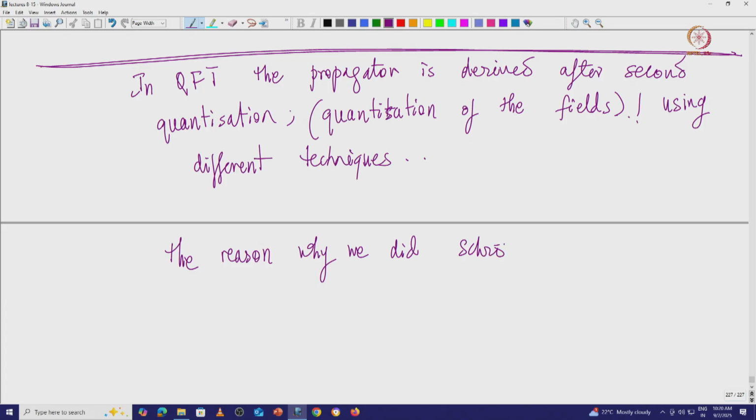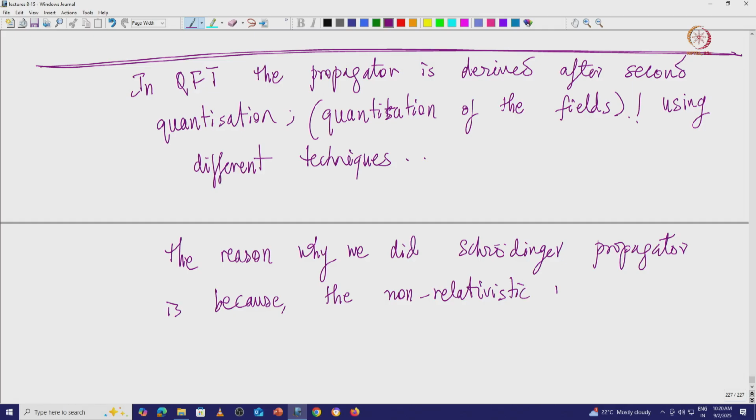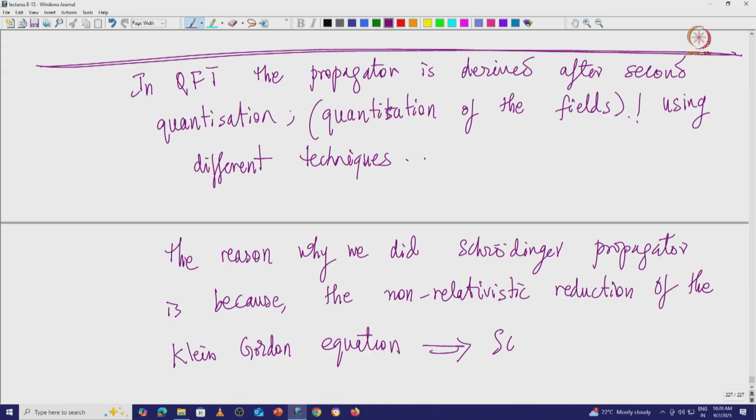Now the reason why we did the Schrodinger propagator first is because the non-relativistic reduction of the equation gives you the Schrodinger equation.